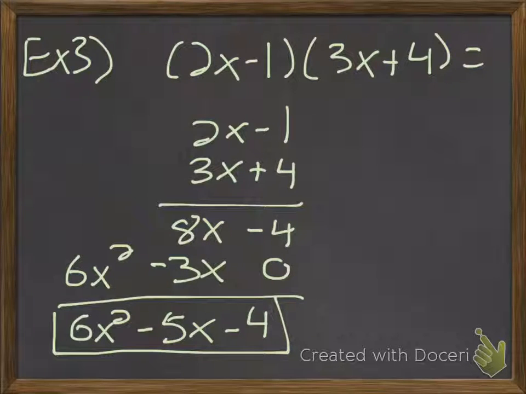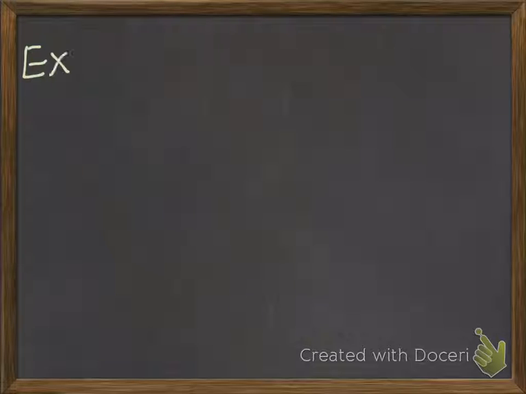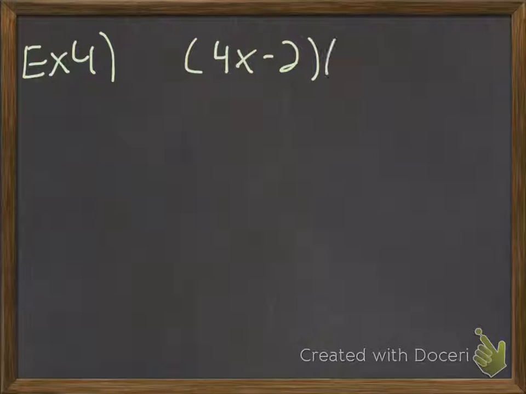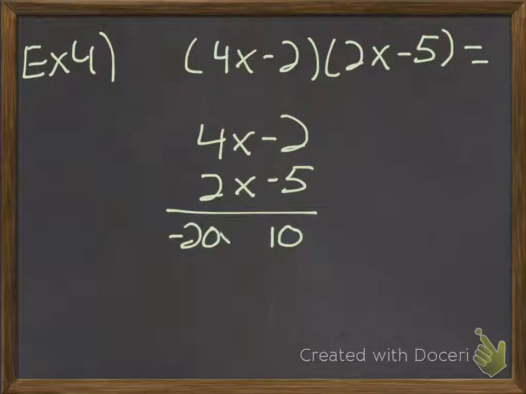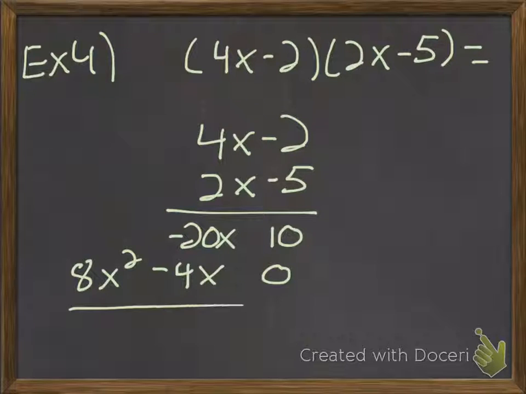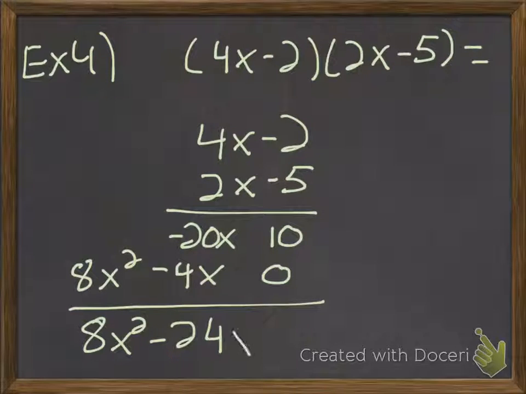Okay, let's do a couple more examples. So again, first one at the top, second one at the bottom. Do you have to do it this way? No. But do you have to get the same solution and answer? Yes. So I get 10 here, negative 20x here. Put the 0 for place value, negative 4x and 8x squared. So I get 8x squared minus 24x plus 10.